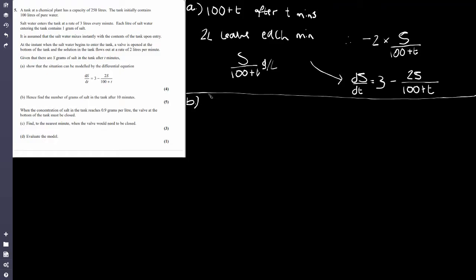On to question 5 now. We've got quite a long question here to do with differential equations. So this is a modelling context question for differential equations. If we start at the beginning, what this question is looking at is a tank that's filling with water, and it can be modelled by this differential equation given here. So the derivative of s with respect to t is equal to 3 minus 2s over 100 plus t.